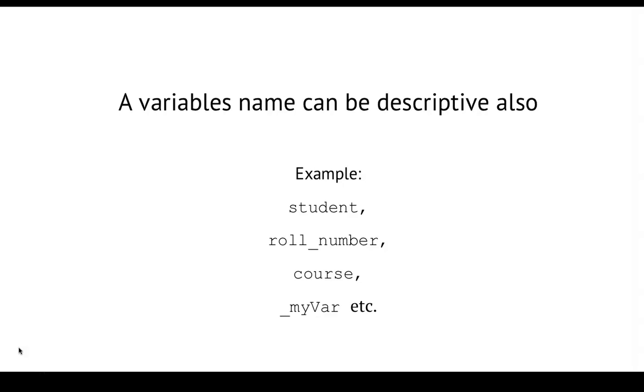A variable name can be descriptive also, other than x or y. For example, student, roll_number, course, underscore myvar, etc.